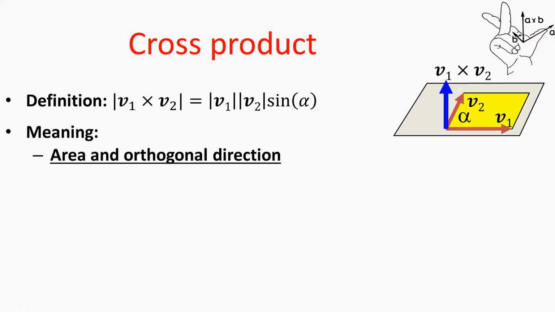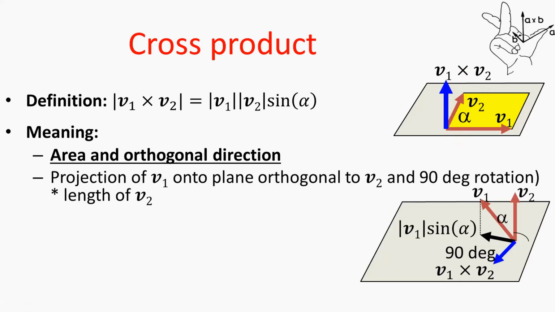The cross product also has interesting geometric meanings. On the one hand, the cross product is the area of a parallelogram, and the direction of the result is just orthogonal to the plane of the parallelogram. On the other hand, cross product is also a projection, similarly to the dot product. However, the projection is organized differently. So we project vector v1 onto the plane that is perpendicular to v2. After projection, we apply a 90-degree rotation and finally scale up the resulting vector with the length of v2.